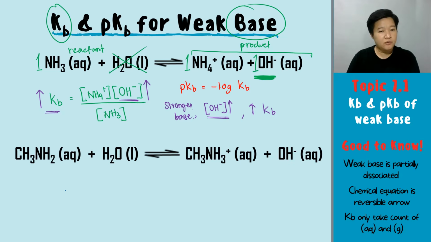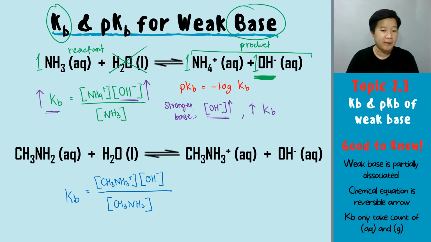Simple. So here is another weak base, but the concept is exactly the same. Taking the product CH3NH3 positive to the power of 1 times OH minus to the power of 1, over the CH3NH2 base, and that is my weak base, okay? And why do we ignore the water? Because your water right now is a liquid, so we will ignore the water. Therefore, we will only take count of all the aqueous species in your chemical equation.